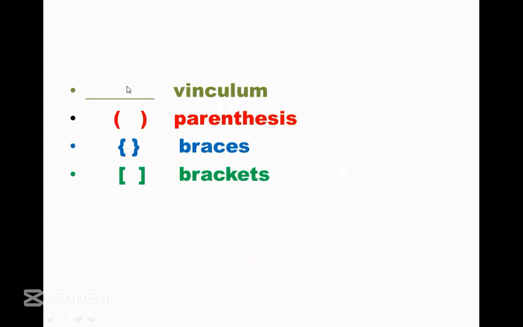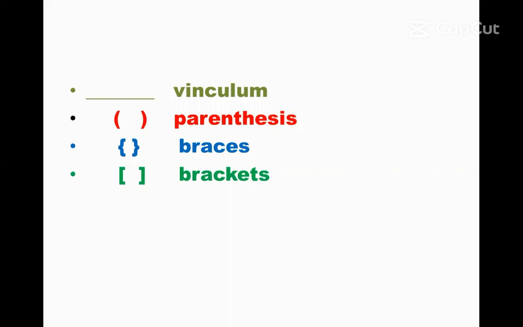This is the first bracket. It is called vinculum. Vinculum is a bar above. Then the second bracket, that is parenthesis. This is the parenthesis. This is the inside bracket. It is also called inside bracket, which is inside the question. Now this is braces. That is the third bracket, which is also called middle bracket.